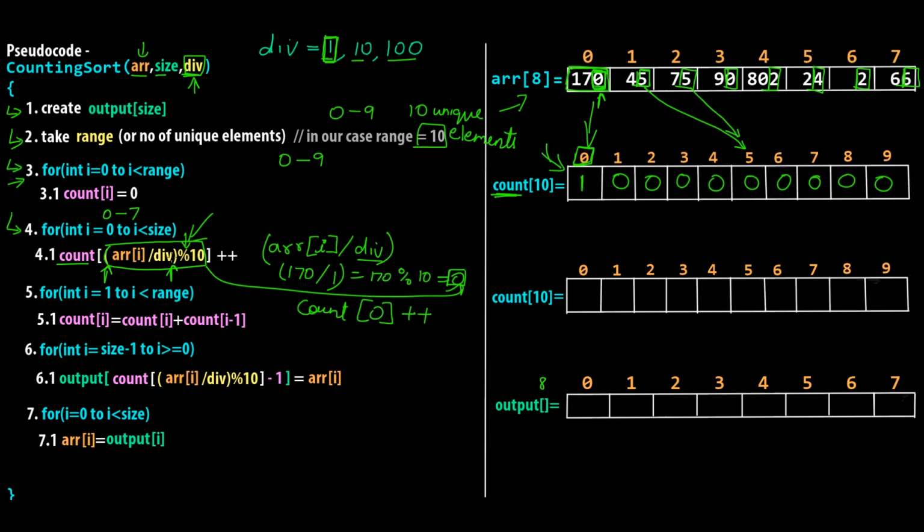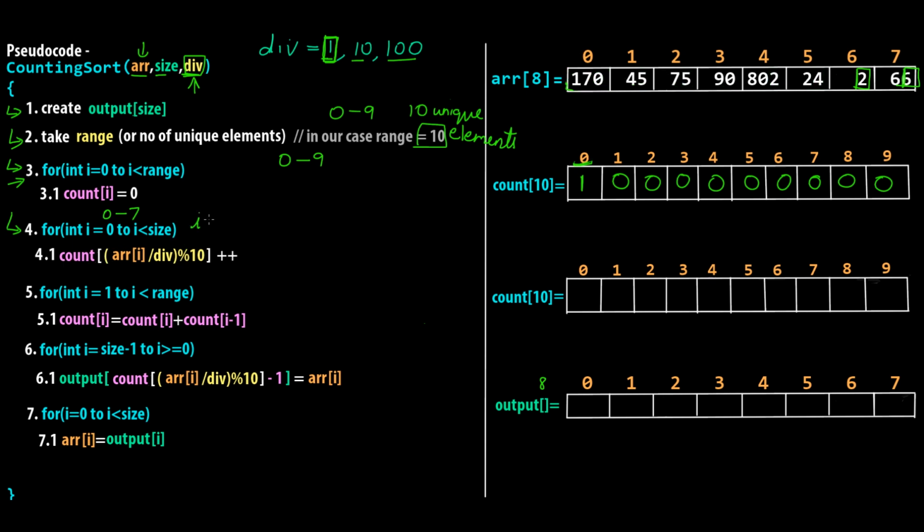So let's evaluate this expression one more time for 45. Now I value becomes 1. I was initially 0, now I has become 1, because we are going to go from 0 to 7. We are going to completely iterate through this input array. So we are at this place. Again, we are saying count of ARR of I divided by div mod 10. What is ARR of I now? ARR of 1 is 45.